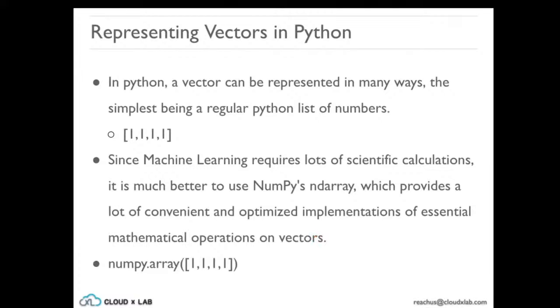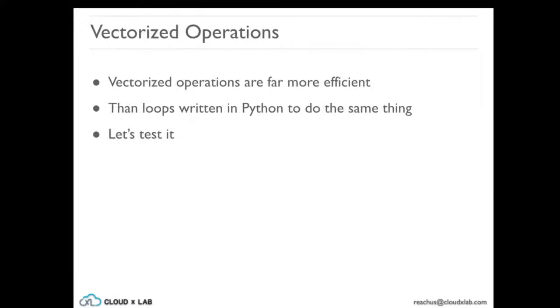So Python, as you mentioned, can be just a regular list of numbers. Machine learning uses lots of scientific computation, and therefore it uses NumPy arrays. The functions that NumPy provides are much faster than those of Python. Now we'll have an example to show that.